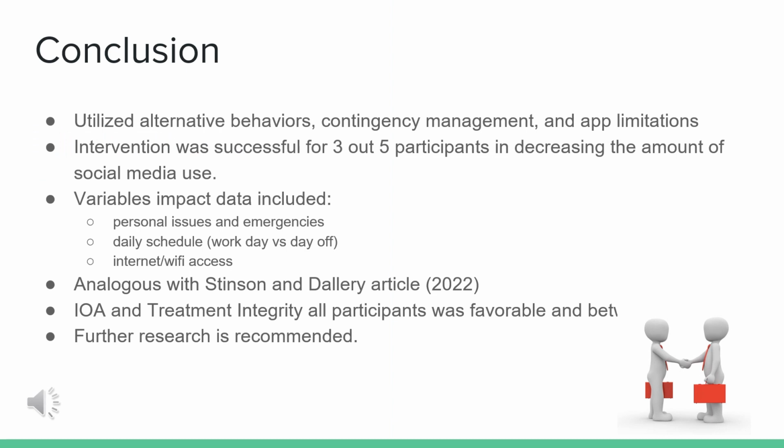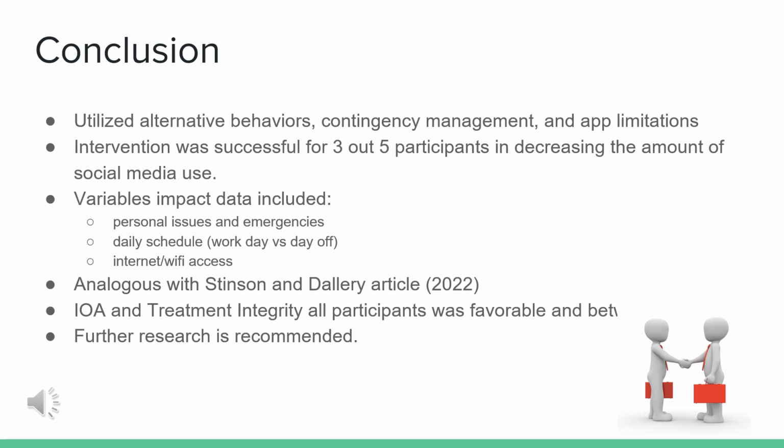Overall, the current replication study explored the effectiveness of a package intervention, utilizing alternative behaviors, contingency management, and app limitations for reducing the duration of daily social media use via cellular devices, including all iPhones. Our results show that this intervention was successful for at least 3 out of the 5 participants, showing a functional relationship and effectively decreasing the duration of social media use. The findings were consistent with the Stinson and Dallery article.